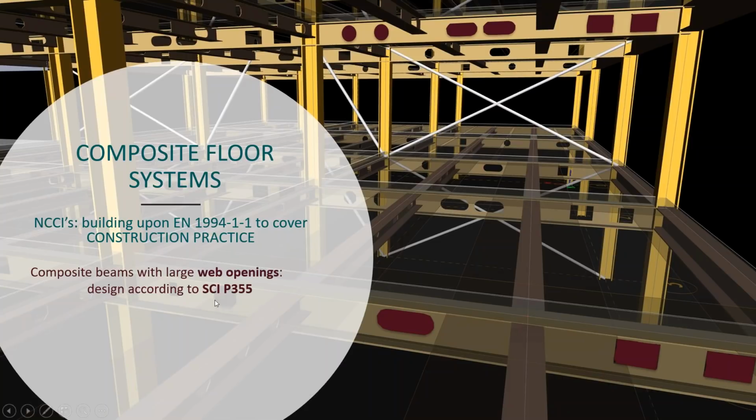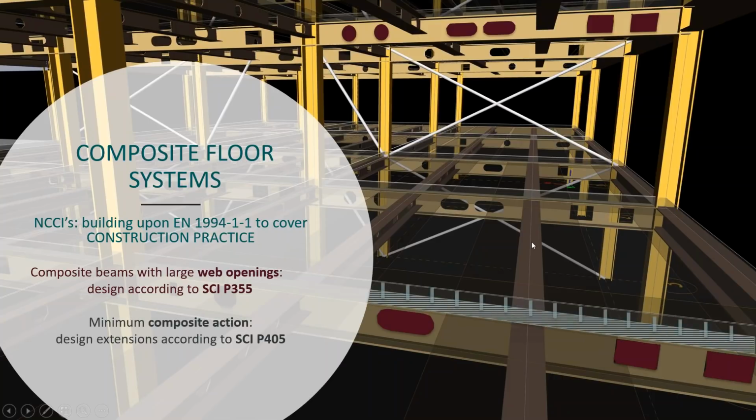For this, we are following the Steel Construction Institute publication P355. The next thing we did is we looked into minimum composite action. This is related to the number of studs that you have to place into the beam in order to achieve composite action between the floor and the steel beam. For this, we implemented the findings published in the Steel Construction Institute publication P405.